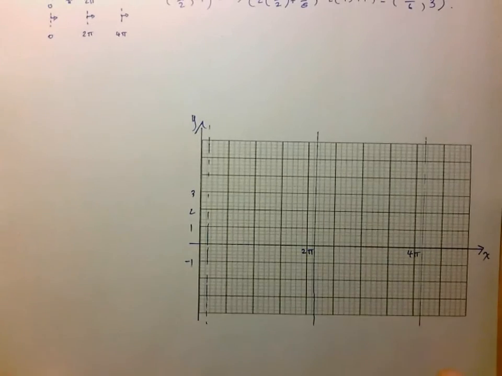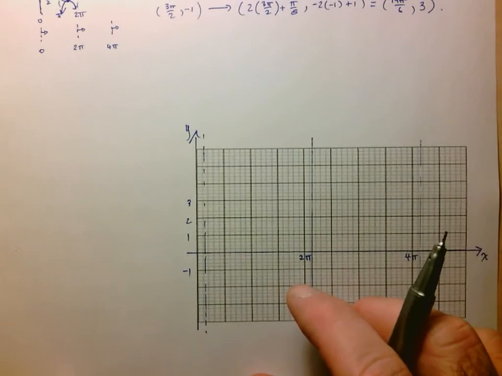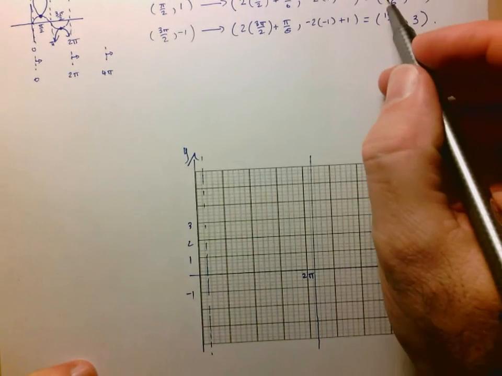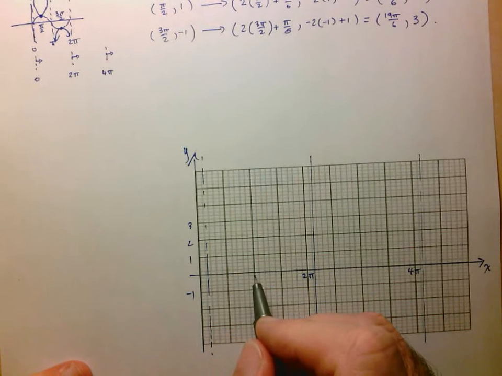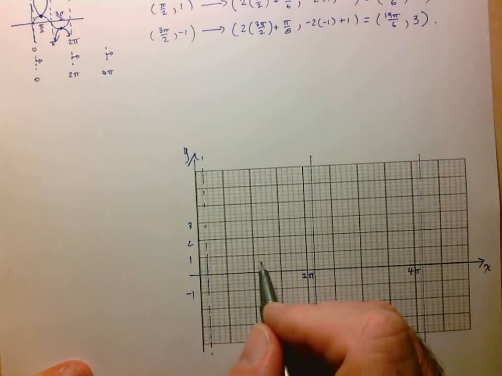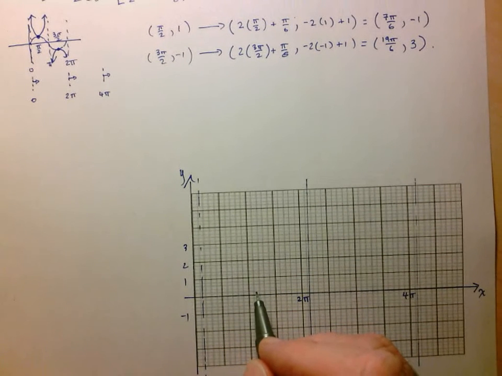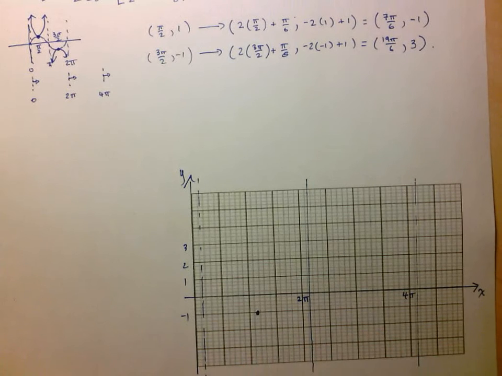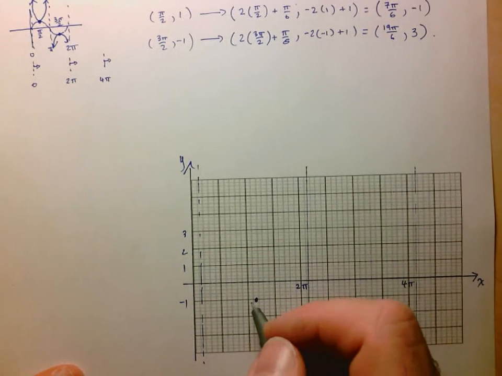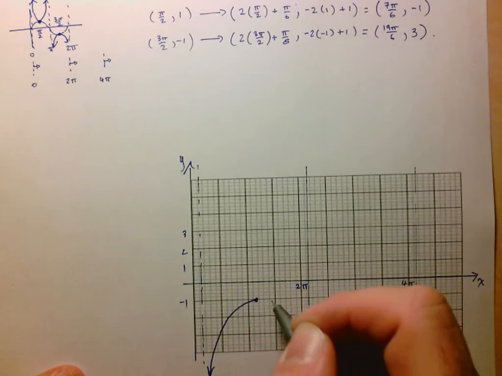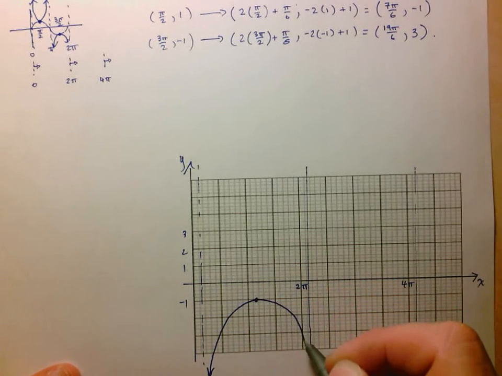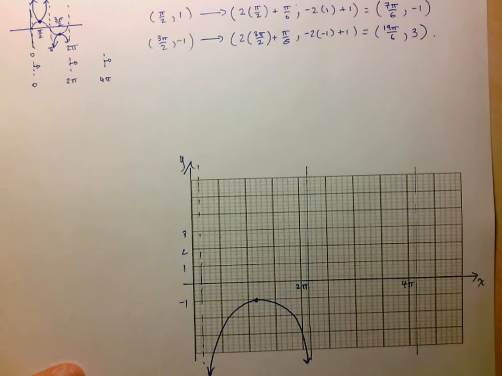Now we can draw our points. Here we have 7 pi over 6, -1. Again, this is going to be pi, so 7 pi over 6 will just be pi over 6 over here. And what do we have? Sorry, it's -1. So 7 pi over 6, -1. There's our point. Here we know that this is going to approach the asymptote on either side, so our graph is going to look something like this. As long as it's reasonable, that's okay.